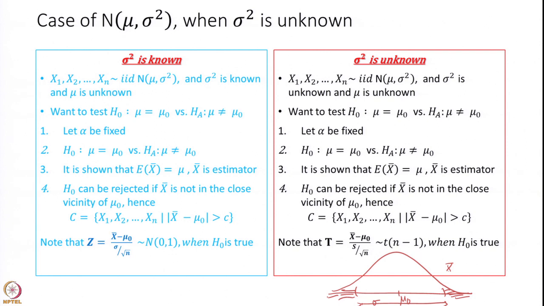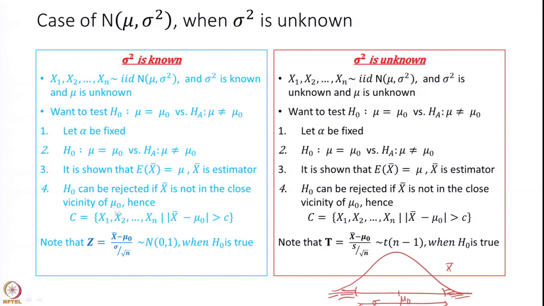Please remember that we are accepting the fact that it can never be exactly mu 0. We are never saying that it should be exactly mu 0. We are saying that it will fall in the vicinity of mu 0, and when it is too far away from mu 0, that is when we define our rejection region. So here we have to define a rejection region that x bar minus mu is greater than some quantity C, and therefore now we have a test statistic.